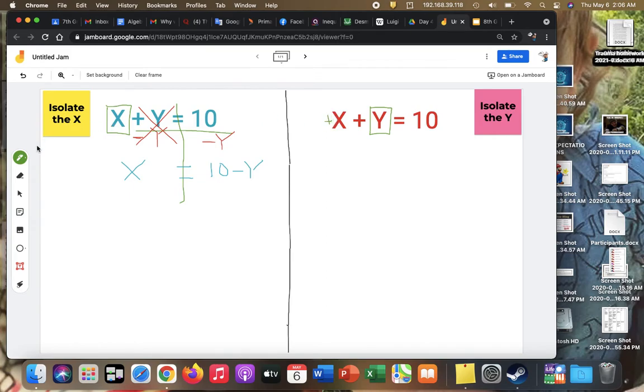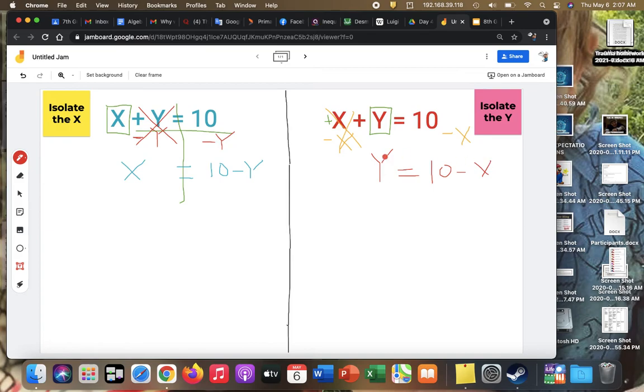The opposite of plus is minus. So I am going to minus x on both sides. Minus x. Once again, on the left, we cancel out x minus x. We now have an isolated y on the left side. On the right side, we have 10 minus x. 10 and x are not like terms, so there's nothing more we can do.